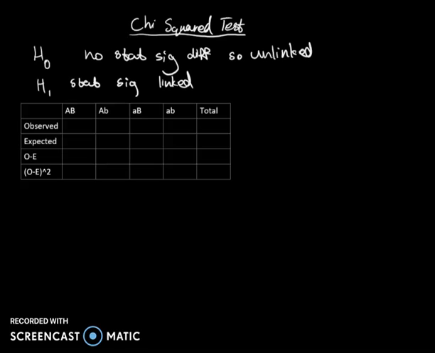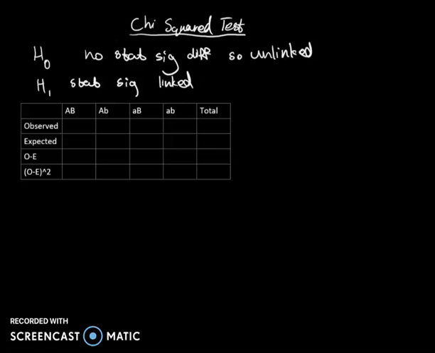The first step in doing a chi-squared test is to identify two types of hypotheses. H0 is the null hypothesis, and it claims that there's no statistically significant difference between the observed and expected values. H1 is the alternate hypothesis, which does claim that there's a statistically significant difference between the observed and expected values.